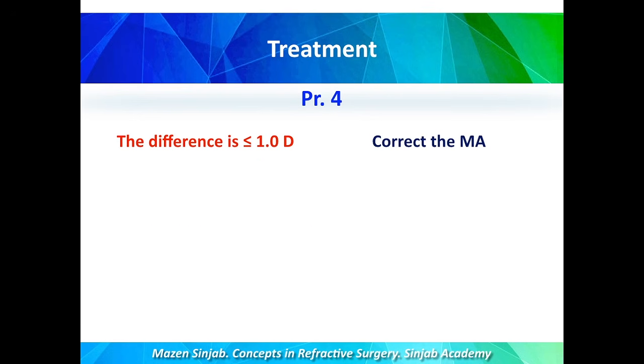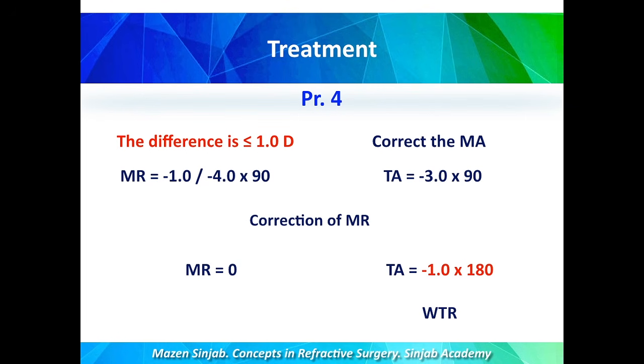Now the first one, the difference is less than or equal to 1 diopter. We have to correct the manifest refraction. The manifest refraction is -1, -4 at 90, for example, and the topographic astigmatism is -3 at 90. So the difference is 1. If we correct the manifest refraction, we are going to convert the topographic astigmatism from against the rule into with the rule, and it will be -1 at 180. In this case, the patient will be happy. It is tolerable because it is with the rule astigmatism, but should be within 1 diopter.